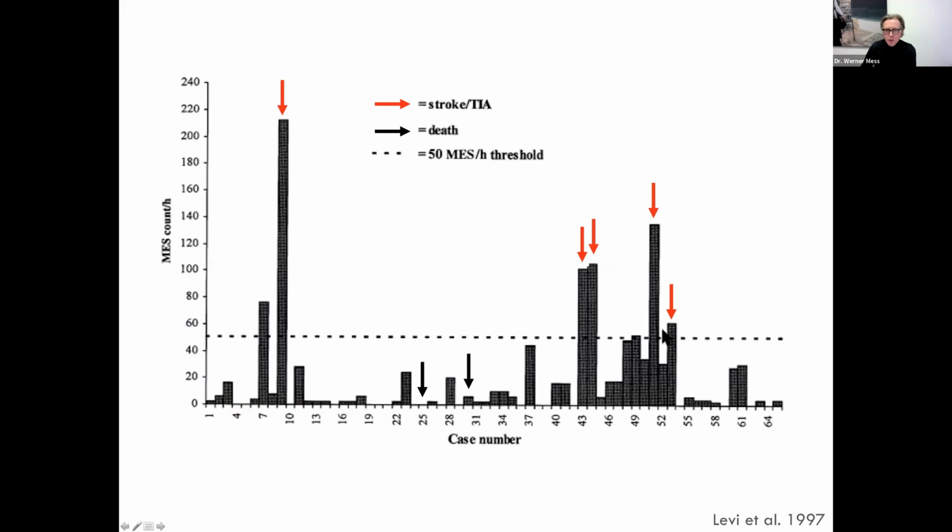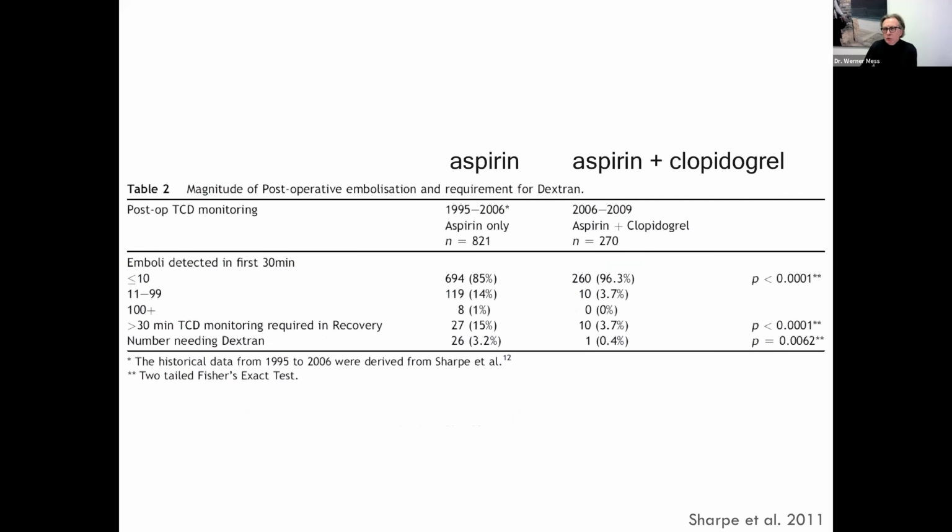So this is why we do it. Well, this worked pretty well. And then people, I think in Leicester, started to administer clopidogrel before carotid surgery. And what then happened was that the incidence of patients who had more than 50 emboli per hour decreased considerably, from 14 to 3.7% in this study. They even argue that it makes no sense anymore to do post-operative microembolus detection.